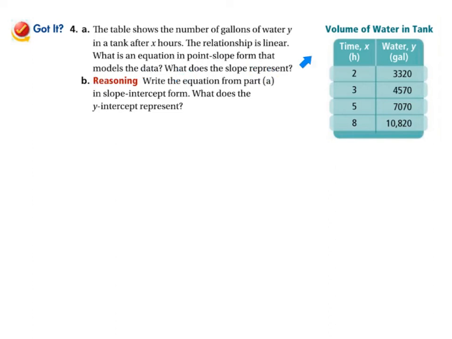What does the slope represent? So that's what we will calculate. And then write the equation into slope-intercept form. And what does the y-intercept represent? Let's do this now, come back and check our answers.